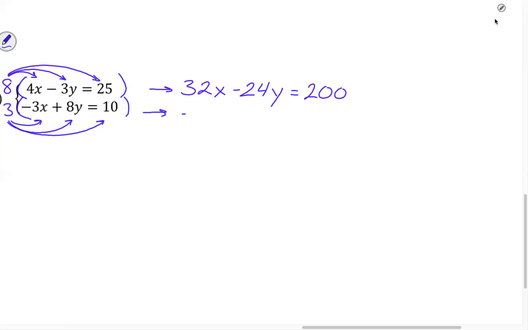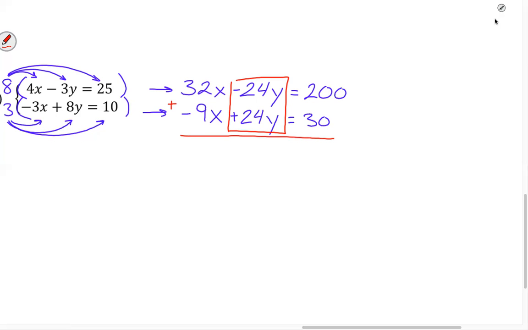That gives me -9x. 3 times 8, that's going to be +24. 3 times 10 is 30. Now I notice my y's have the same number in front of it, right? I'm not worried about the signs. Okay, as I told Kyle, I'm not worried about the signs. I can deal with that. That's the easy part. But the numbers are the same. They're both 24. I box it in, and they're opposites. So opposites add.